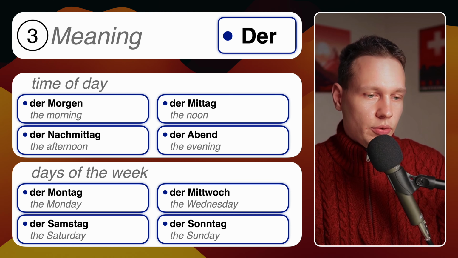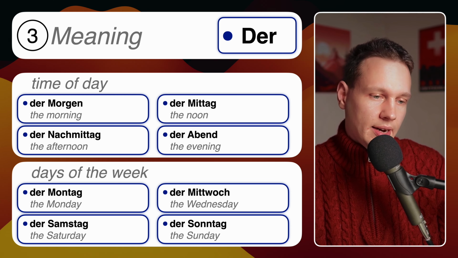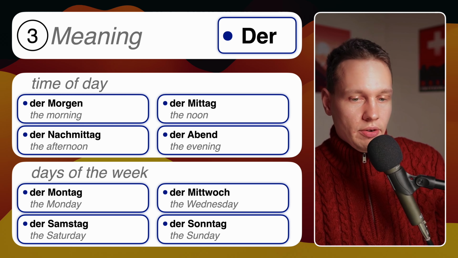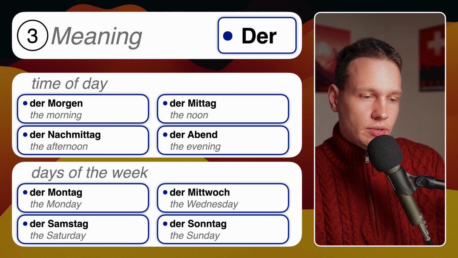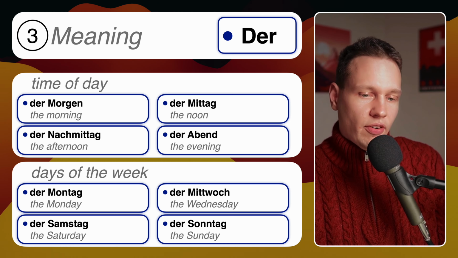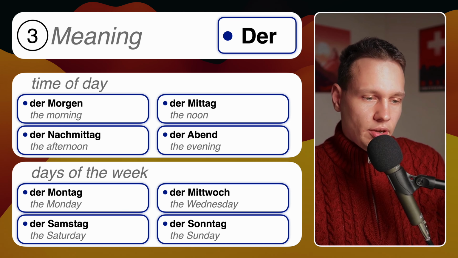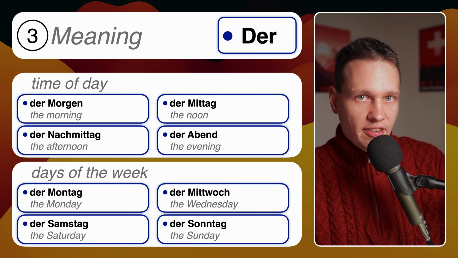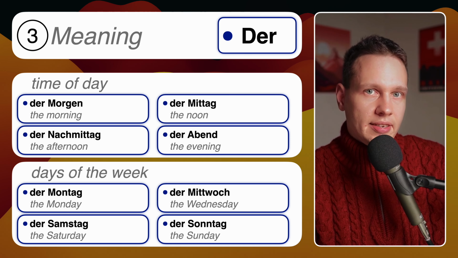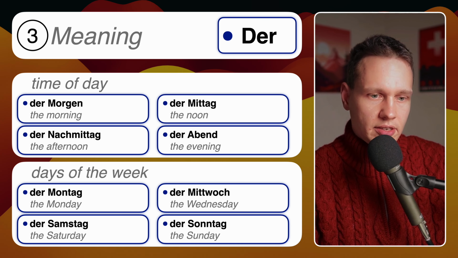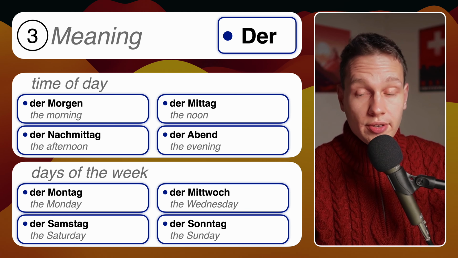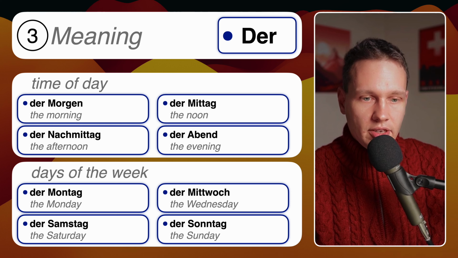And then the days of the week, that is der Montag, the Monday, and let me go through all of them. Der Dienstag, the Tuesday, der Mittwoch, the Wednesday, der Donnerstag, the Thursday, der Freitag, the Friday, der Samstag, the Saturday, and also der Sonntag, the Sunday.